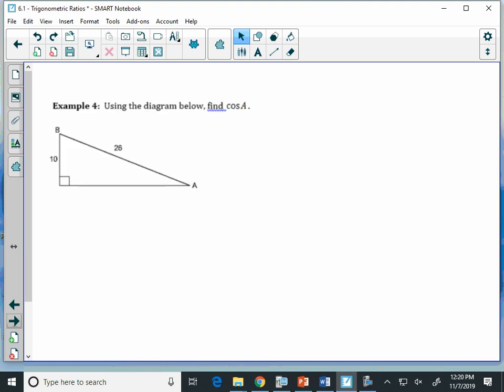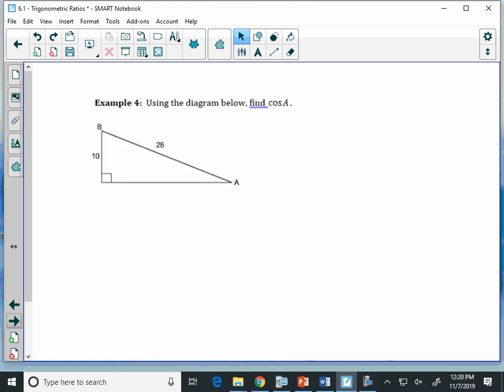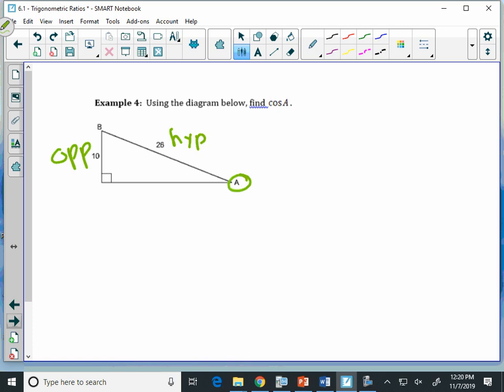If we take a look at example 4, we're going to find the cosine of A. So let's label our sides. Start with A. That's what I'm finding the cosine of. Go across. That's our what? Opposite. Go to your 90. Go across. Side left over: adjacent. If we look at SOHCAHTOA or your reference sheets, cosine is what over what?